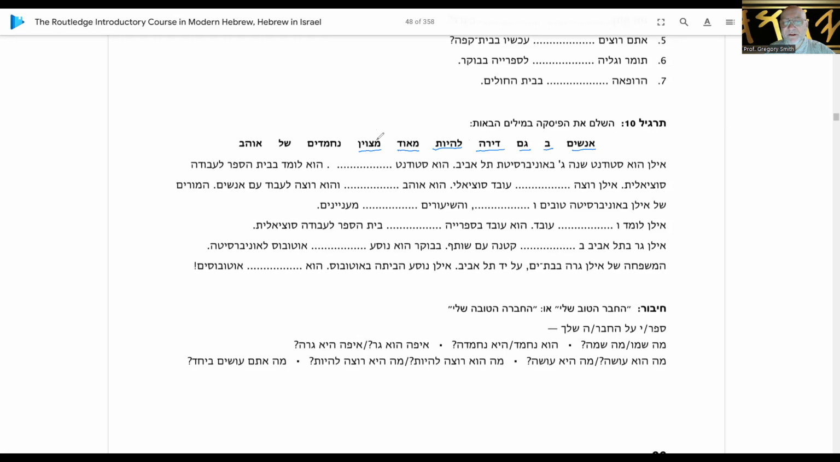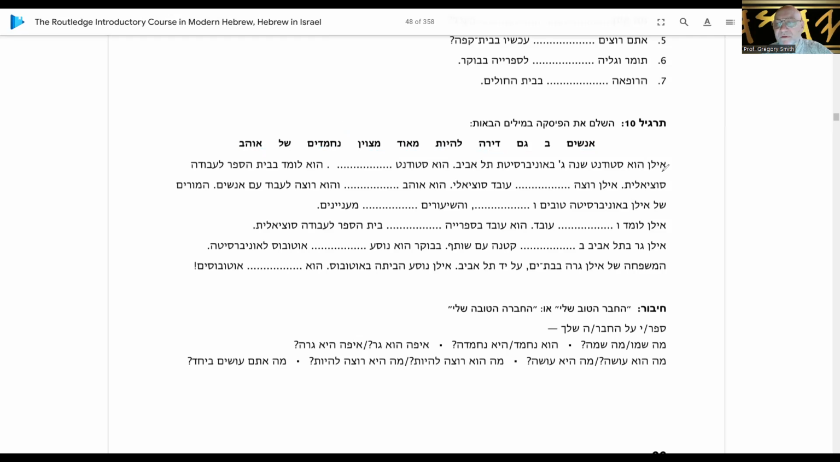Metsuyon, is that Metsuyon? It might be Metsuyan. Yeah, that's right. Excellent. Metsuyan means excellent. Nechamadim, I think that means nice. נחמדים. Nechamadim. Okay, so this is nice. Okay, shel, that's that belonging to one. Ohev, that's that for means to like or love.